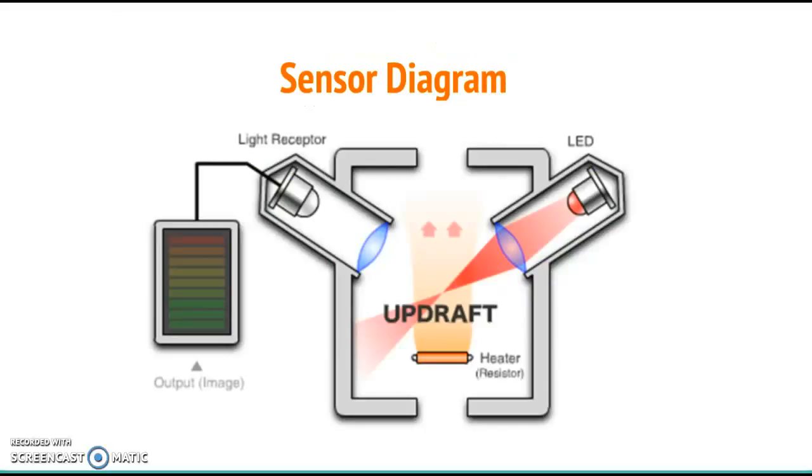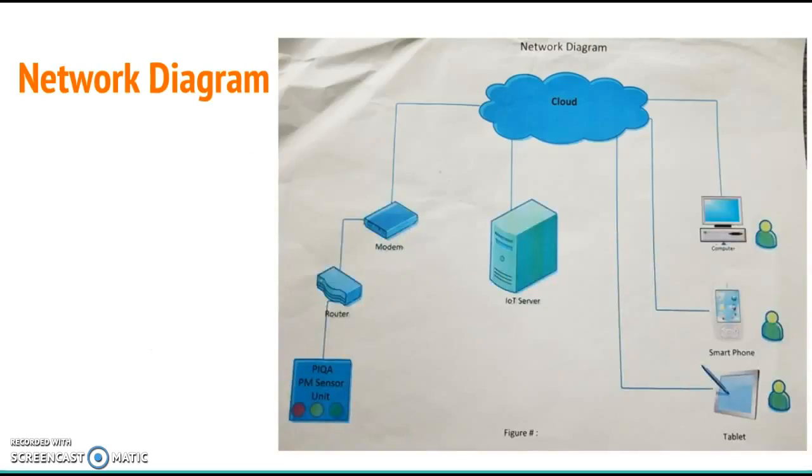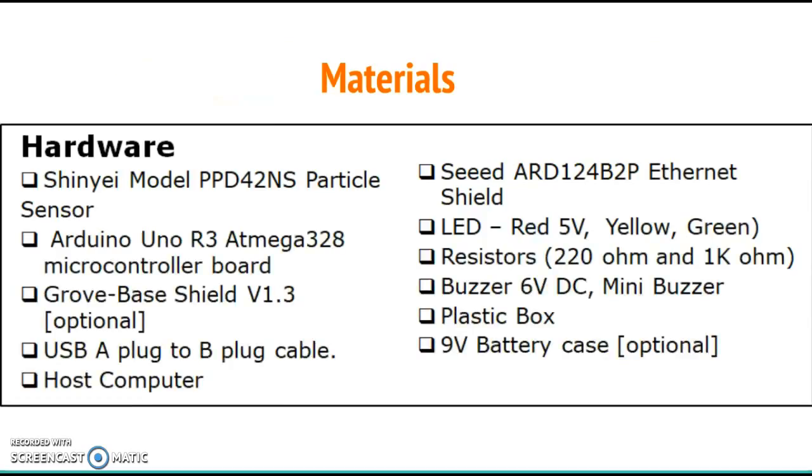And this is the sensor diagram I'll be using. So the particles go up in an updraft and are detected by the LED. And when the light is not detected from the light receptor, those are the pulses that get to the output. And so this is the network diagram. And so the Pika sends its readings to the cloud and then to the IoT server and then eventually to your devices through the cloud.